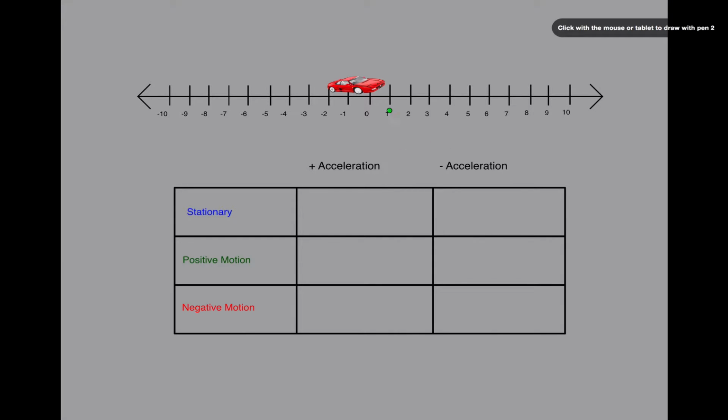So now we have positive motion. So I'm going to draw an arrow for this car, just indicating the motion that we're undergoing. So if we are moving in the positive direction, we are going this way on the number line. And then if we have a positive acceleration, the arrow goes in the same direction. So here we are going to be speeding up and we're going to be going in the positive direction.